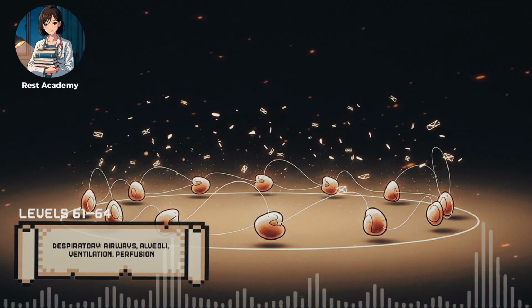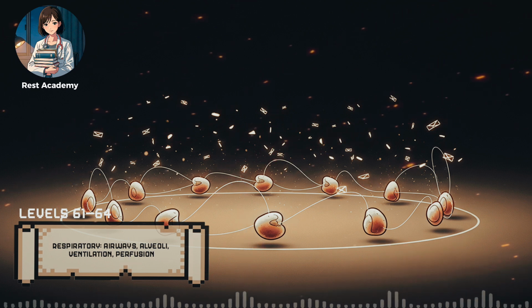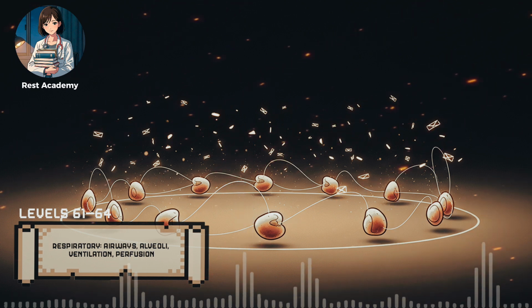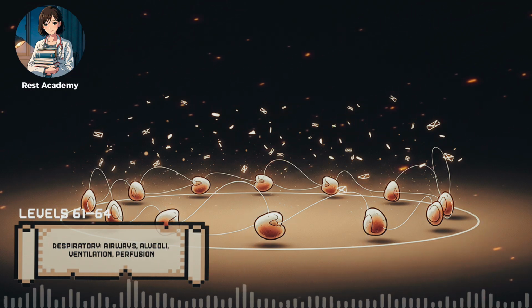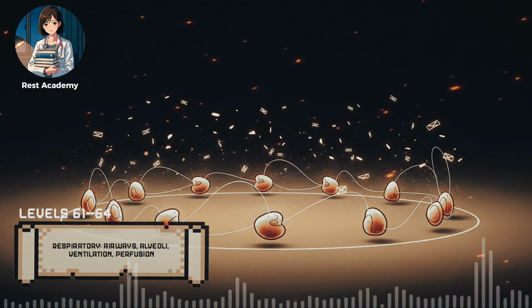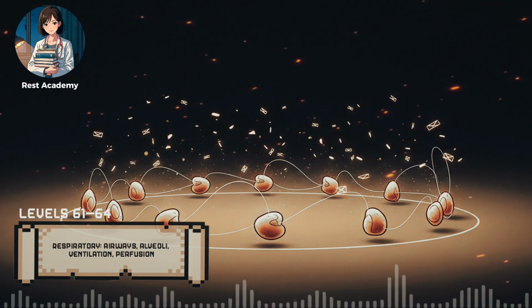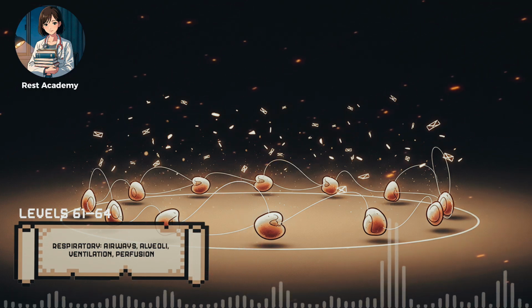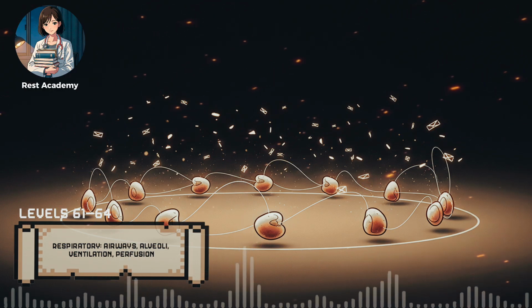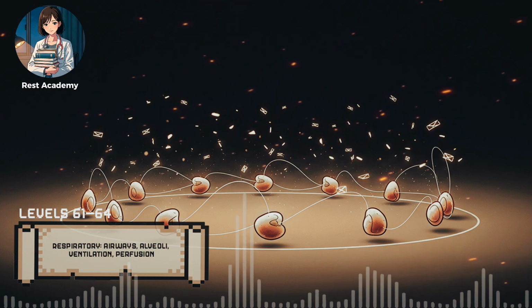Air enters through the nasal cavity or mouth, passing into the pharynx and larynx before reaching the trachea. The trachea, a rigid tube supported by C-shaped cartilaginous rings, splits into 2 main bronchi, right and left, each entering a lung at the hilum. The right bronchus is wider, shorter, and more vertical, making it the more common site for aspirated objects.